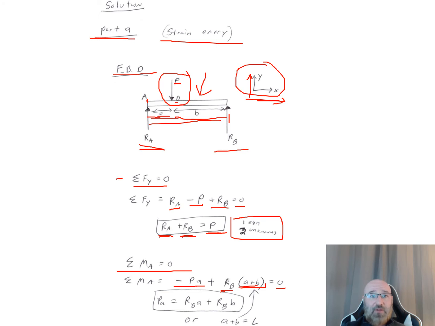Now, if I left it in terms of my A and B distance right here, I have that PA is equal to R_B A plus R_B B. Or if I plug those in right here for A plus B is equal to L, I can change that back in and rearrange this equation for summation of moments in my equilibrium equation.